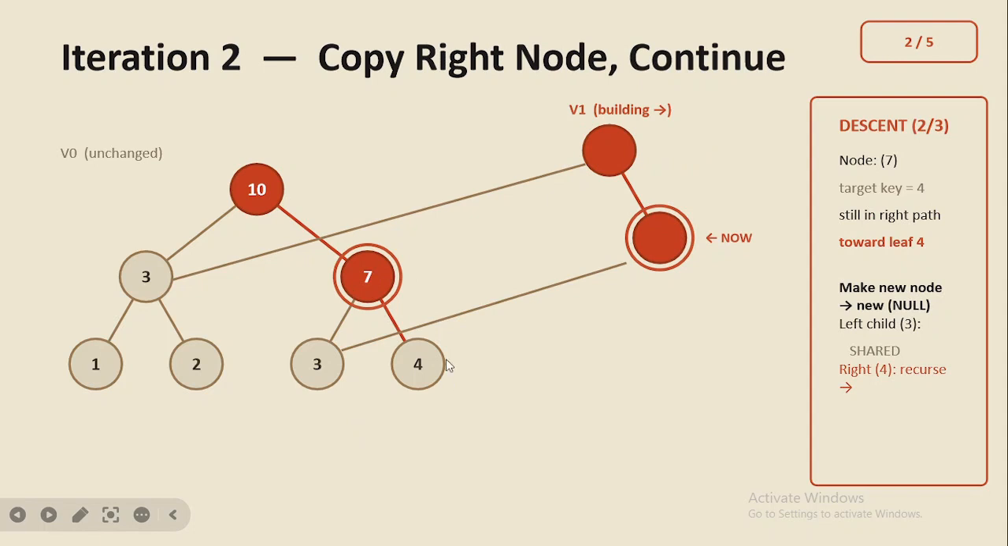We start at the root, value 10. Our target is at index 3, and the midpoint is 1. Since 3 is greater than 1, we go right. We clone the root into a new node for version 1, where its left subtree points directly to the shared node from version 0. No copying needed here.